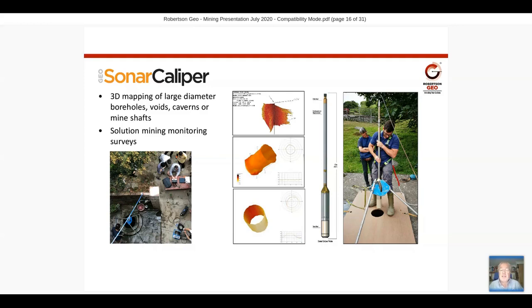The pictures in the center of the slide are examples of the output, and you can quite clearly see the geometry and the size of the cavern that's been measured. So this is essentially a marine sonar which sends a ping from the transmitter, and again produces a live signal to surface through our cabling and winch system. And you can see a couple of our engineers there loading the probe into a shaft on a test run in North Wales.